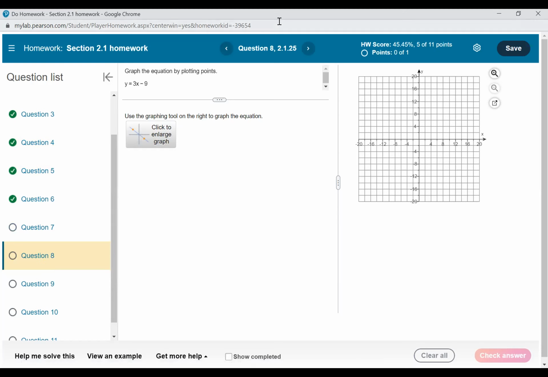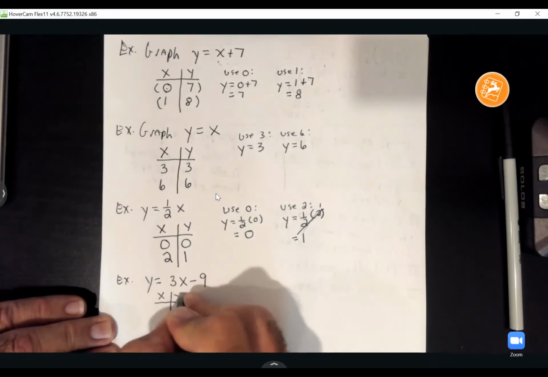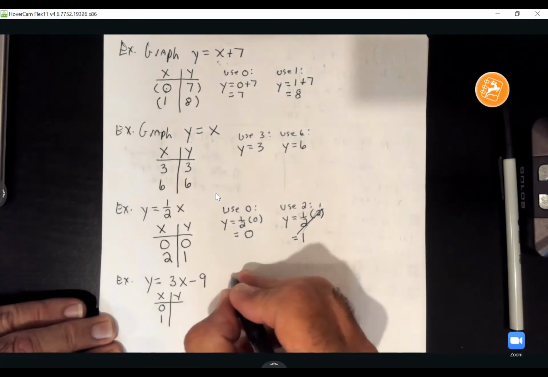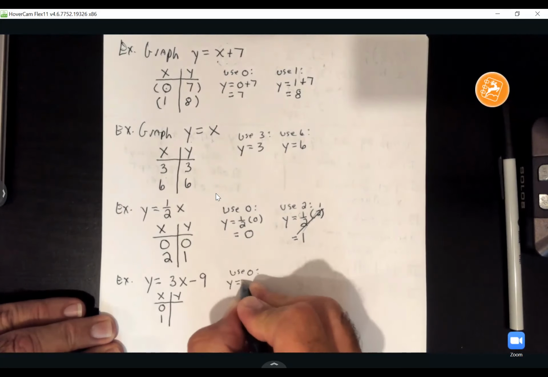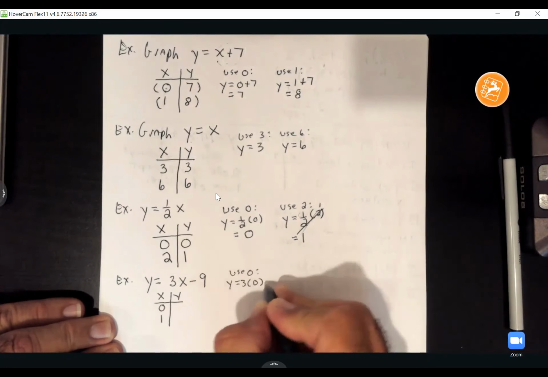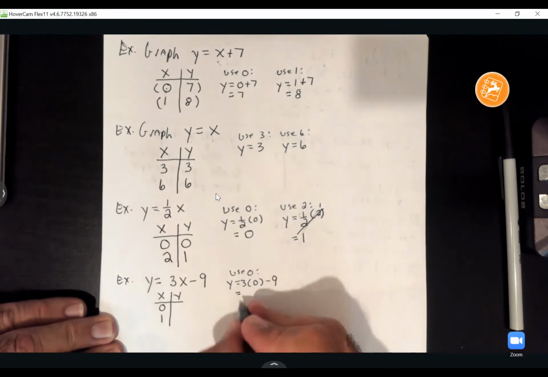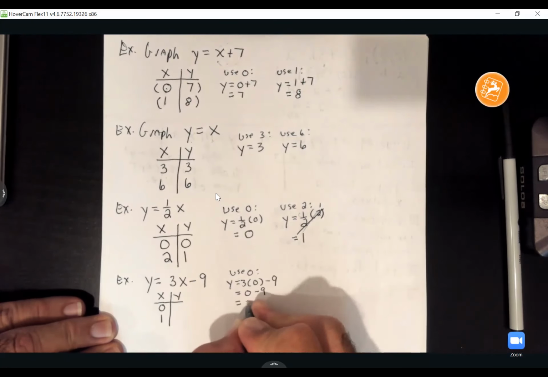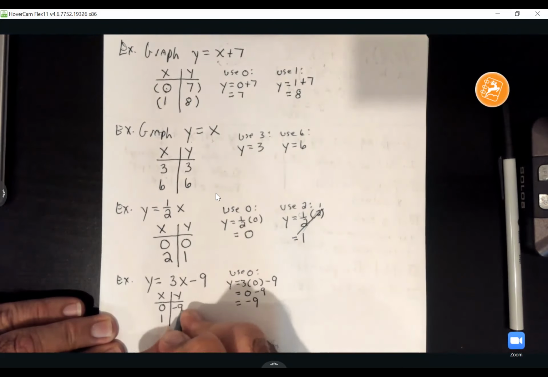All right, so y'all, let's plot some points and see what we want on that. So I'm going to do my x and y table. I'm going to use 0 and 1 again. So let me start out with my 0. If I put a 0 in, I got y equals 3 times 0 minus 9. Well, y'all, 3 times 0 is 0. Bring down that minus 9. 0 minus 9 gives us a negative 9 for that y value.